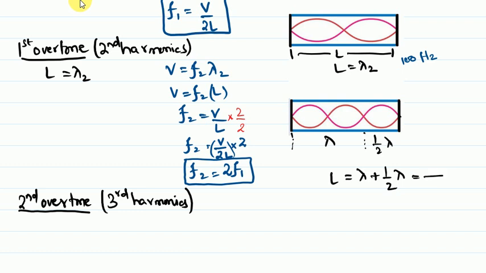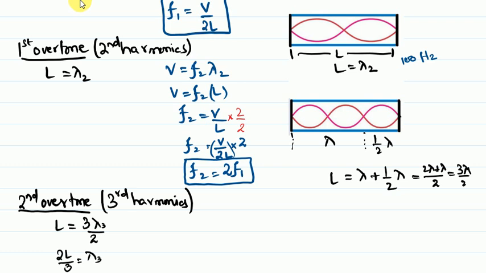We can take the LCM here. This would be 2 lambda plus 1 lambda, which becomes 3 lambda by 2. Specifically, we can write L is equal to 3 lambda 3 by 2. Why are we writing 3? Because this belongs to the third harmonic. So lambda 3 will be equal to 2L upon 3.